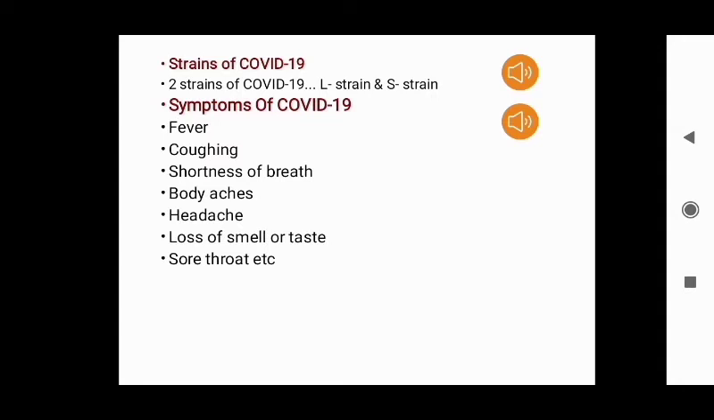After performing the experiments they found 2 strains which they named S strain and L strain. The S strain is the older one, but the L strain is mostly found in early stages of the outbreak.